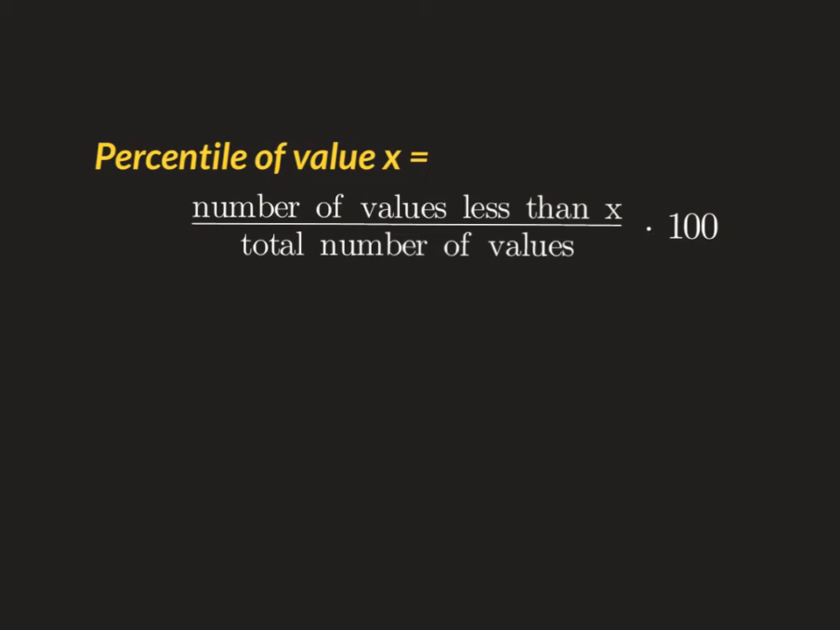All right, here's how you find the percentile. If you have a value, you take the number of values less than the number you're looking at, divide it by how many numbers there are all together, multiply by 100, and there's your percentile. I'm going to show you an example of that real quick.